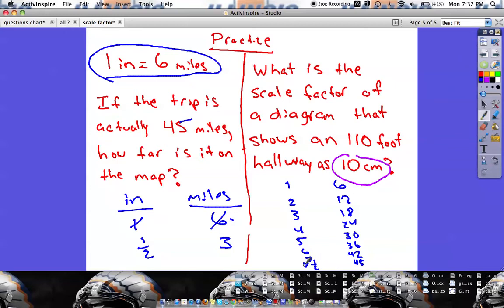So 7.5 inches on the actual map is 45 miles in real life. So my answer would be 7.5. That would be one way you could do it. You could count by the chart.